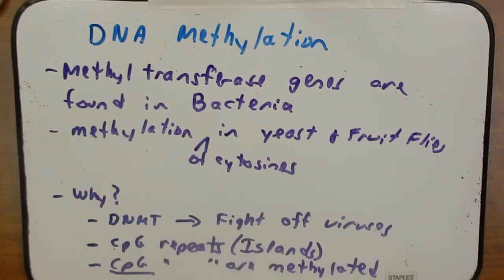But it's interesting to think, if it turns out to be true, that the reason we have methylation and this rather advanced ability to regulate our genes may have really started off because of an early ancestor's need to fight off a virus. So that's a nice segue into CpG repeats. So let's talk about those.